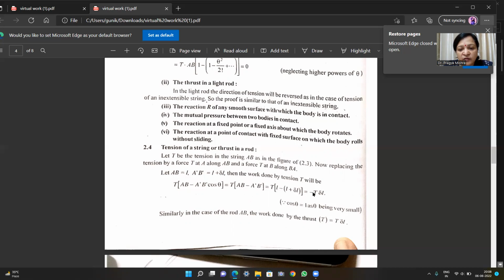So in that case, we get minus T delta L. This is the work done by a tension T in a string. And similarly, in case of a rod, process पूरा same रहेगा, but direction will be outward direction. जैसे अभी हमने बताया स्ट्रिंग में इनवर्ड डायरेक्शन में फोर्स लगेगा और रॉड में आउटवर्ड डायरेक्शन में. So in that case, we get T delta L. So you should learn that the tension of a string is minus T delta L, and the thrust in a rod is T delta L.